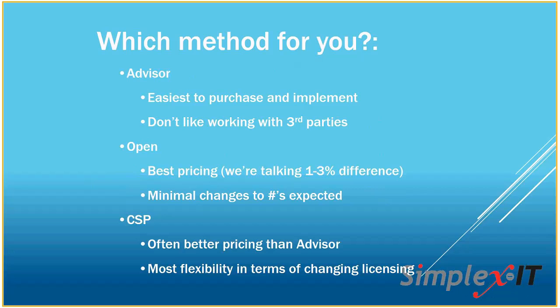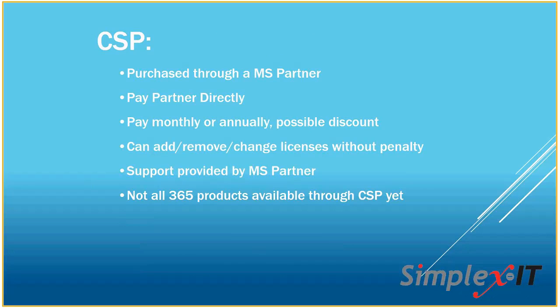Okay. The CSP. The CSP can definitely be better pricing than Advisor. And one other thing I neglected to mention on the CSP, you can pay monthly or annually with a possible discount, and with the CSP model, you can change, add, remove licenses without penalty. So in other words, if you're in the third month and you need to either remove a couple licenses, add a couple licenses, change a couple licenses, your monthly fee ends at a prorated rate when it changes, and then the other stuff gets added at a prorated rate when it adds.